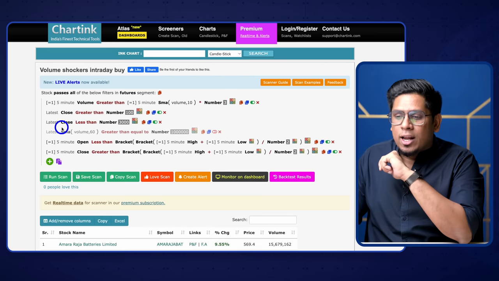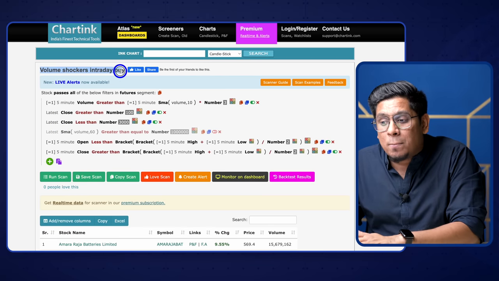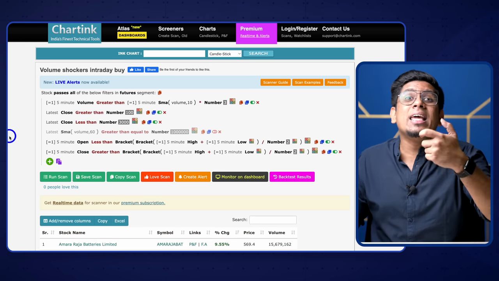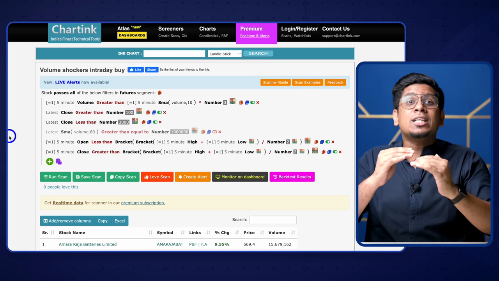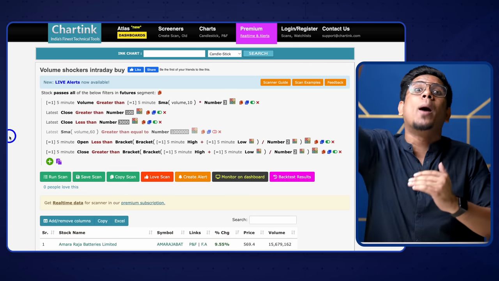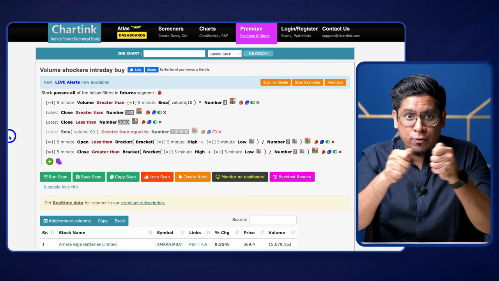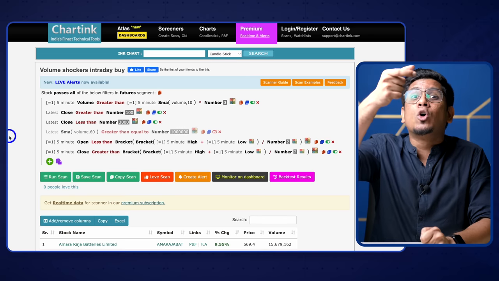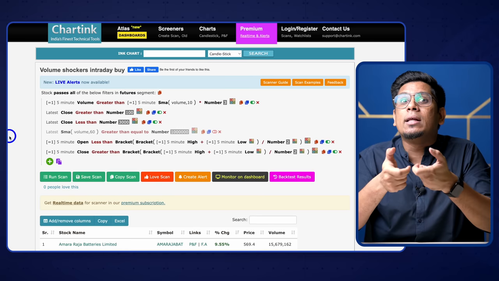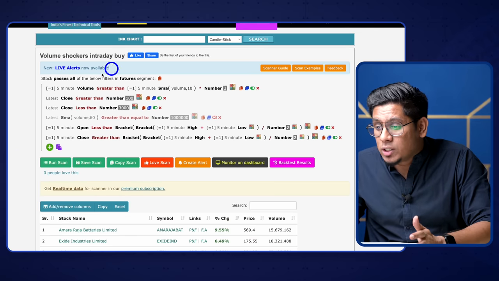So what does this screener do? This is a screener for volume shockers, intraday and buy. It basically screens for stocks which have shown huge volume, and also the stock has moved up. That is, in a specific 5-minute interval, the stock price also spiked and the volume also spiked. Good opportunity, right? You can probably look into the chart at least. So yeah, this is the logic behind the screener.